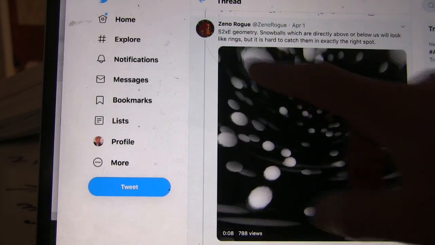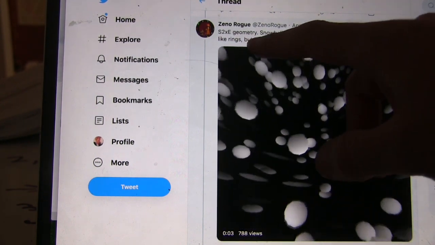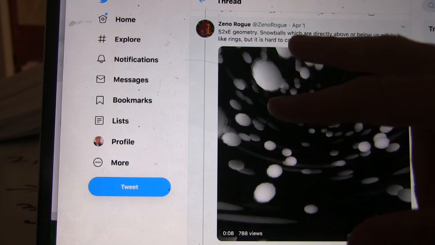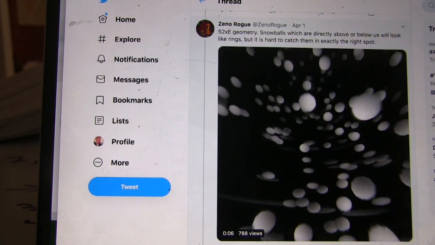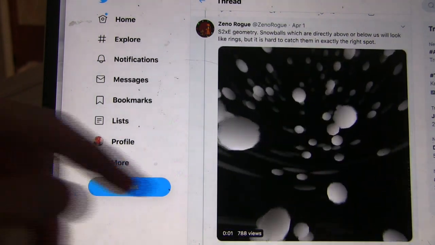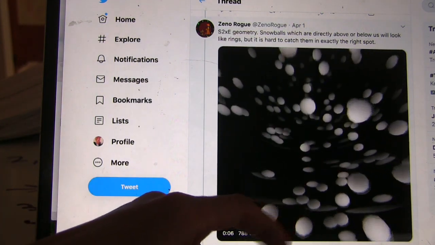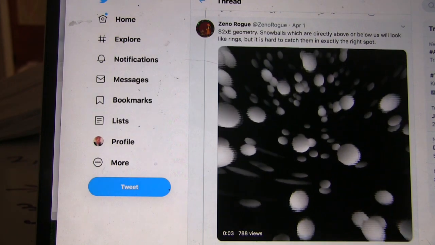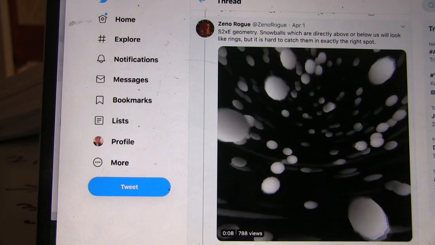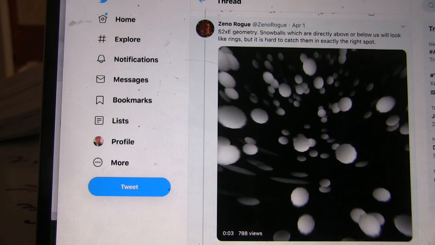Whoa. S2 times E geometry. All right. Snowballs which are directly above or below us will look like rings, but it is hard to catch them in exactly the right spot. Like rings. So like these ones that are sort of stretching out almost. So they sort of stretch in and then they float down and look like spheres. So they start as rings and then they condense into spheres. Yeah, S2 times E geometry.